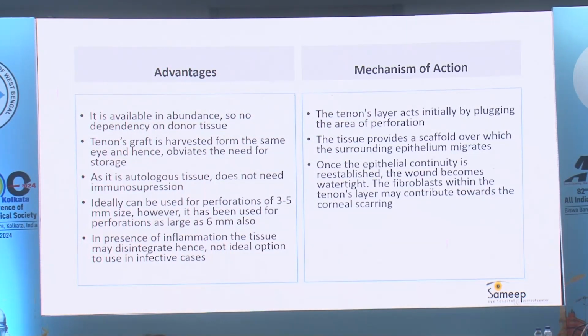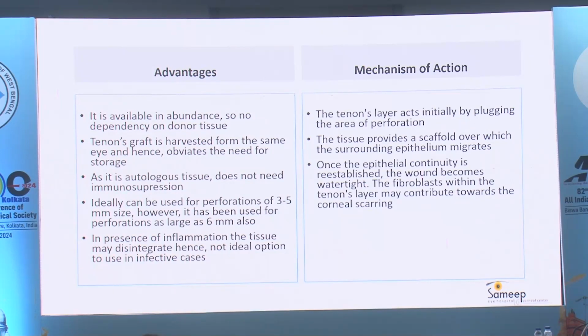It is available in abundance, so no dependency on any other donor tissue. Tenons graft is harvested from the same eye, and hence there is no need for any storage. As it is autologous tissue, it does not need any immunosuppression. Ideally it can be used for perforations of 3 to 5 mm in size. However, it has been used for perforations as large as 6 mm also. There are reported case series about that.